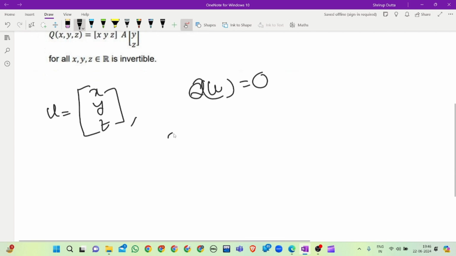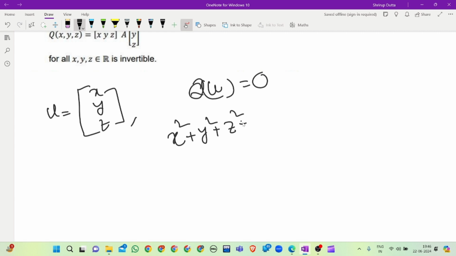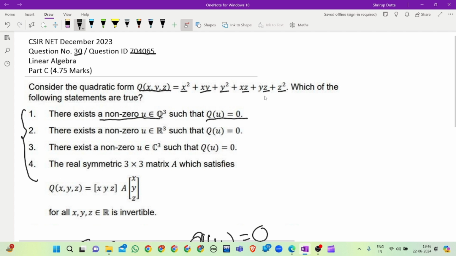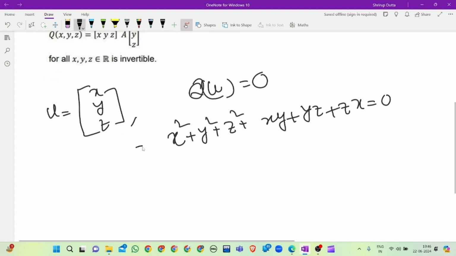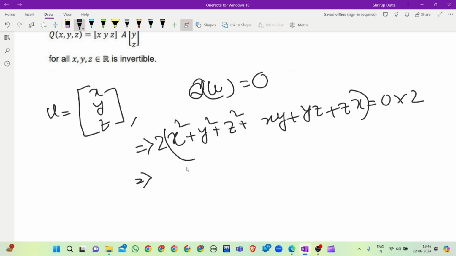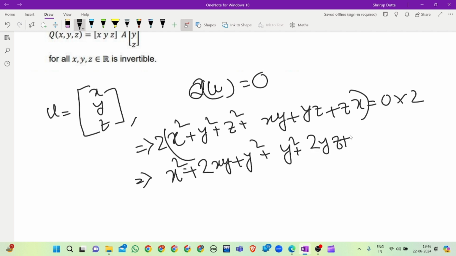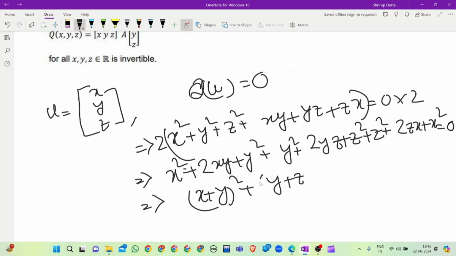So what we have is x square plus y square plus z square plus xy plus yz plus zx equals 0 by the given condition. If we multiply both sides by 2, we will have x square plus 2xy plus y square, plus y square plus 2yz plus z square, plus z square plus 2zx plus x square equals 0. So we get (x plus y) square plus (y plus z) square plus (z plus x) square equals 0.